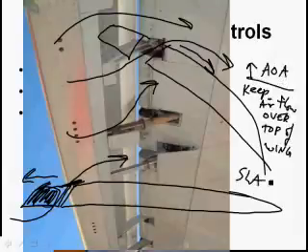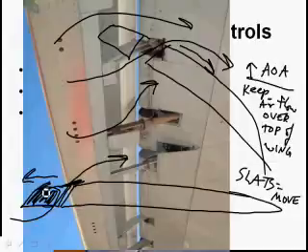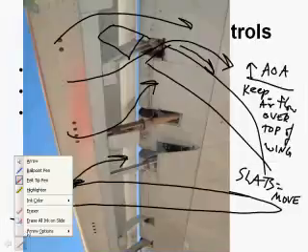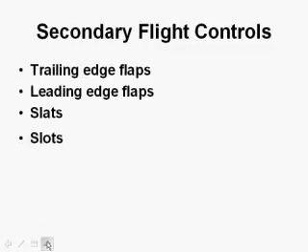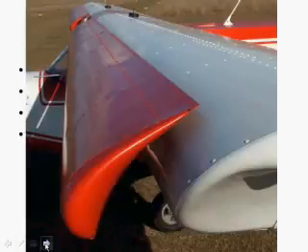Slats move. They're retracted during most of the flight, and they're extended. Typically, on transport category jets, they come out automatically when you put in enough trailing edge flaps. Slots, on the other hand, are there all the time.